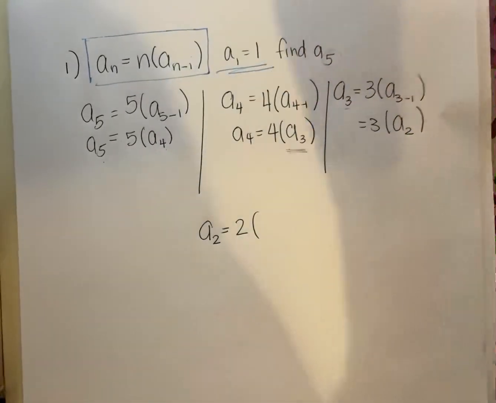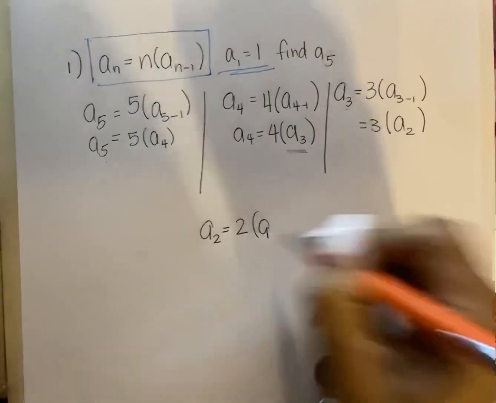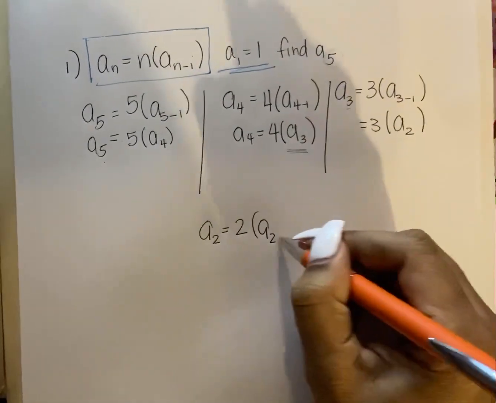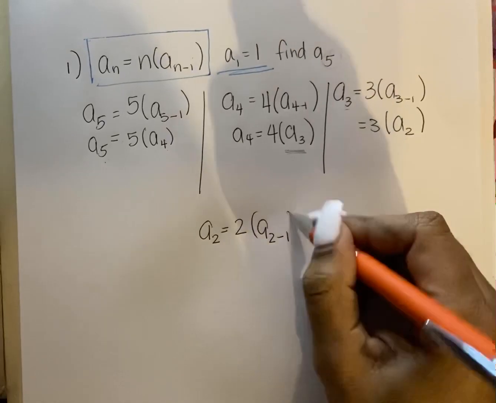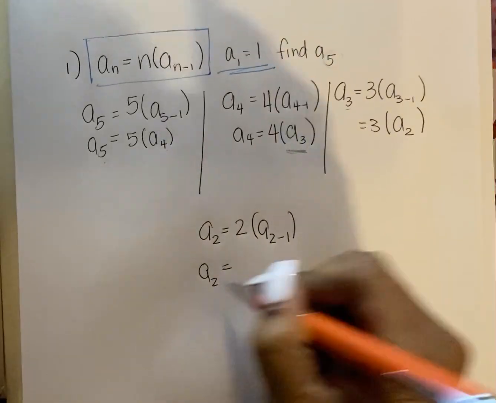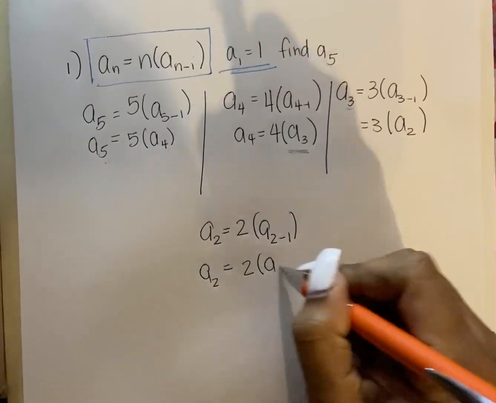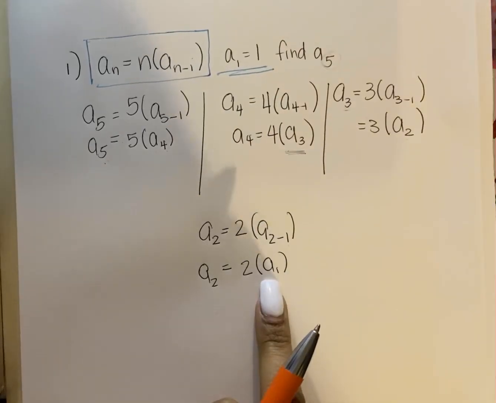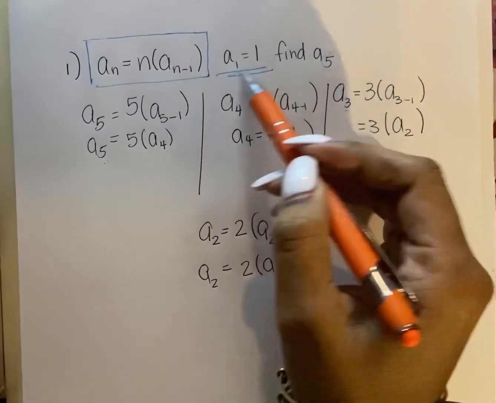So now I'll have 2 times a of 2 minus 1. So your second term is going to be 2 times a of 1. And we do know what a of 1 is. A of 1 is the first term that was given to us.